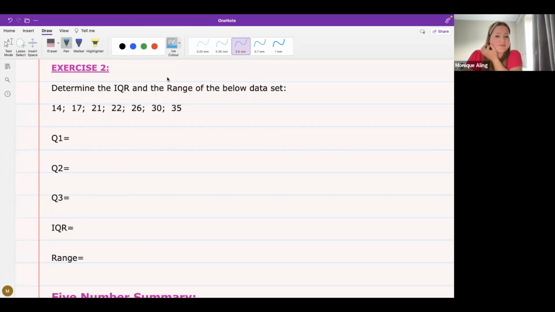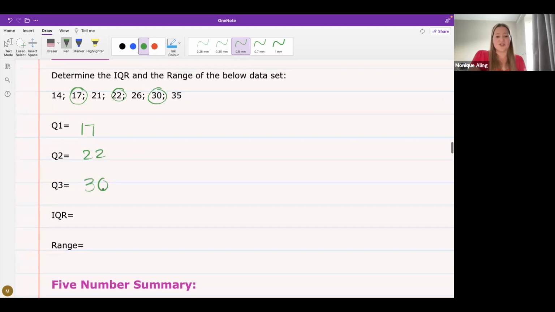Okay. Let's have a quick look. So the data set is already in order. Happy days. Always a good time. We have 1, 2, 3, 4, 5, 6, 7 values in our data set. So it's nice and easy. We've got a definite middle number, which is our 22. So quartile 2 is 22. In our first half, our middle number is a definite 17. And our second half, our middle number is 30.